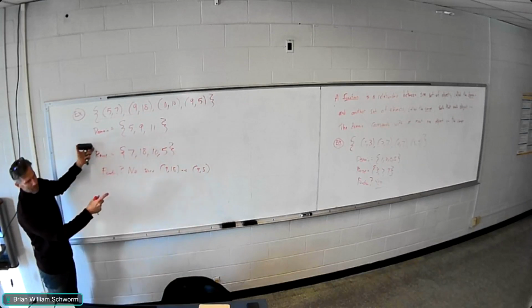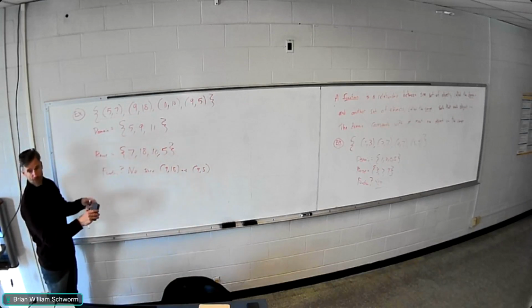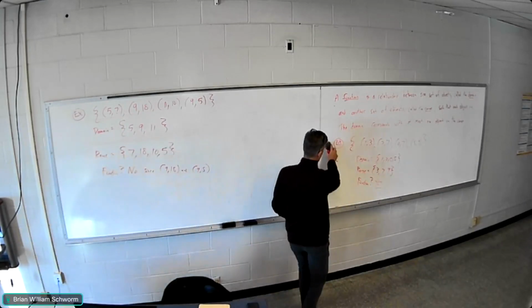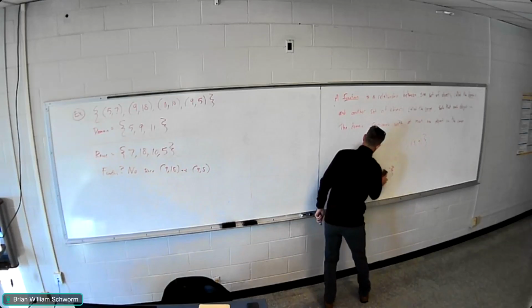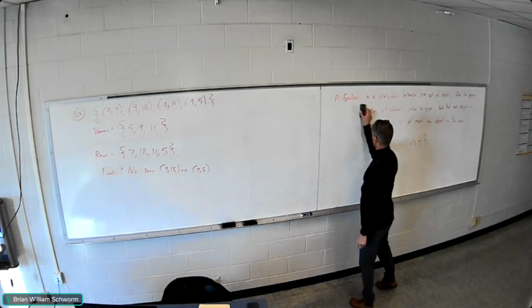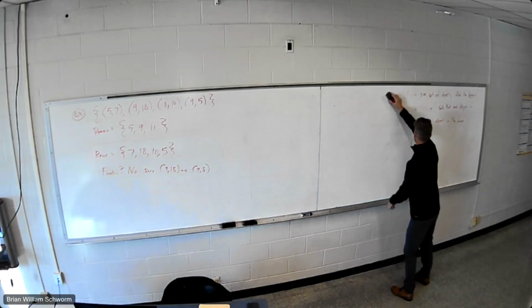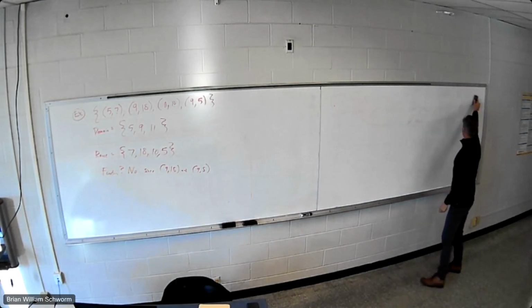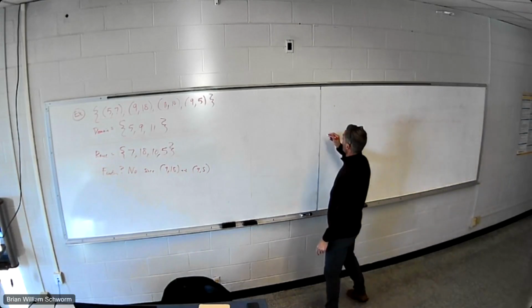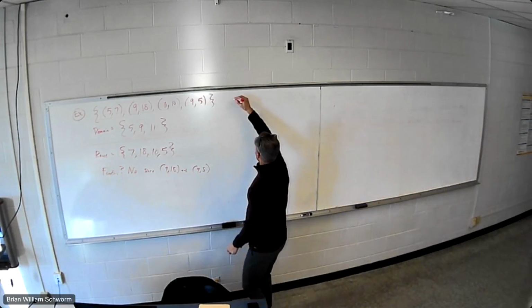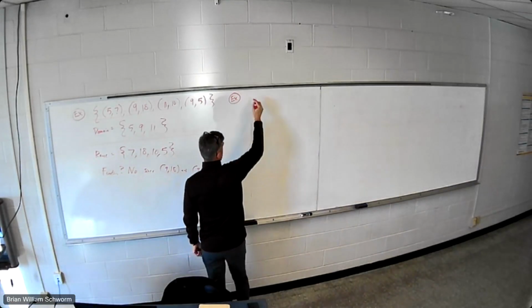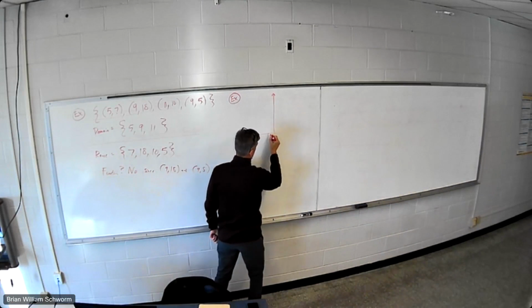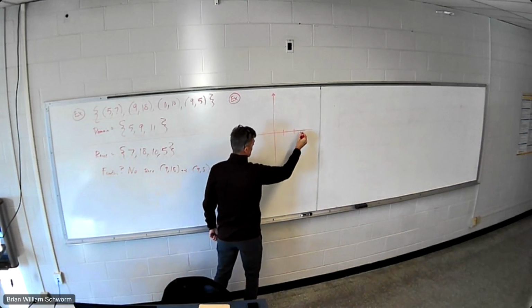All right, so in these examples, the function or the relation was just ordered pairs. What if instead you're given a graph? One, two, three.